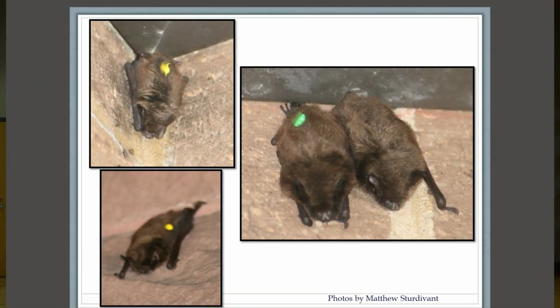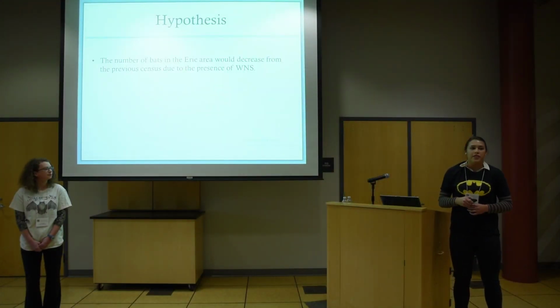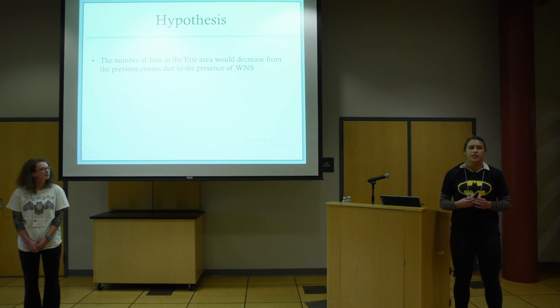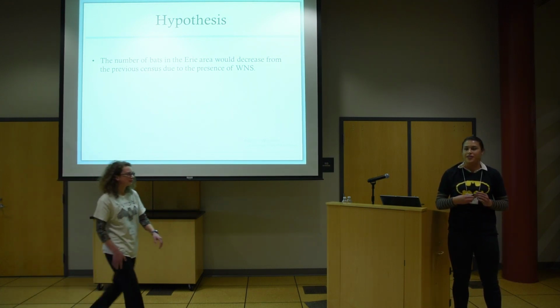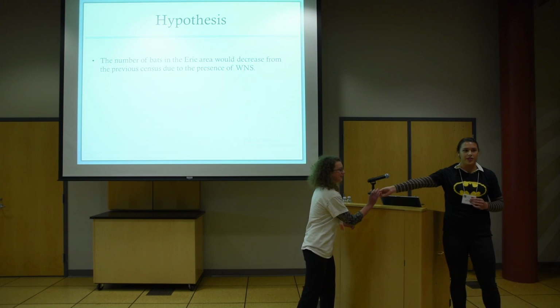And if we find a bat, that's how we mark them, which is a little bright dot somewhere on the body where we can see. So our hypothesis is that the number of bats in the Erie area would decrease from the previous census due to the presence of white nose syndrome. Now I'm going to hand it off to Alex to talk about our results.